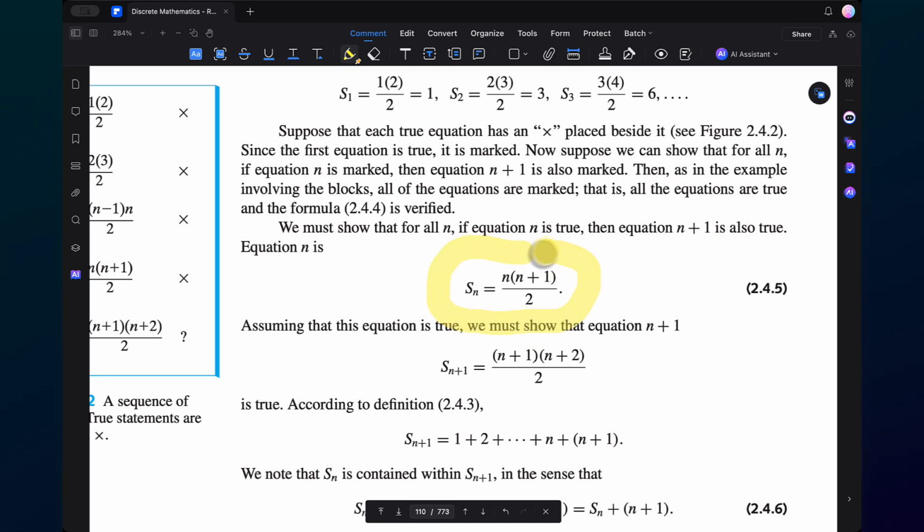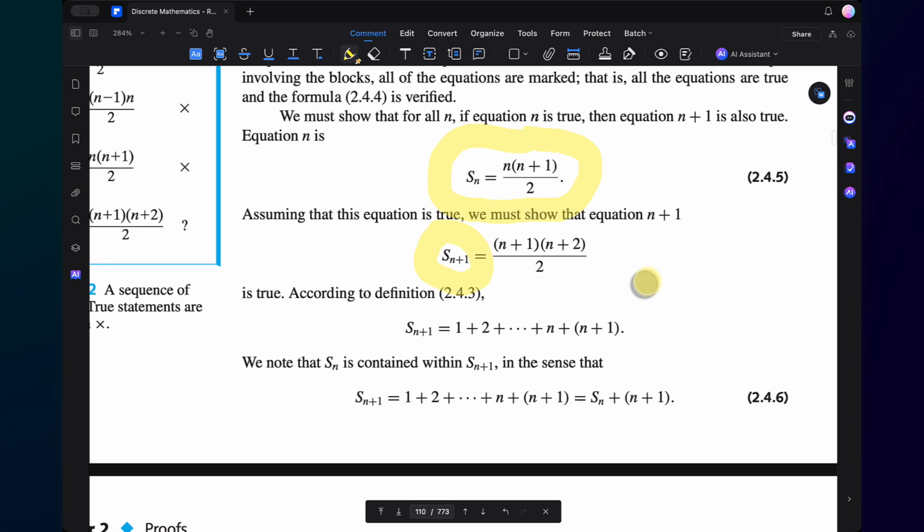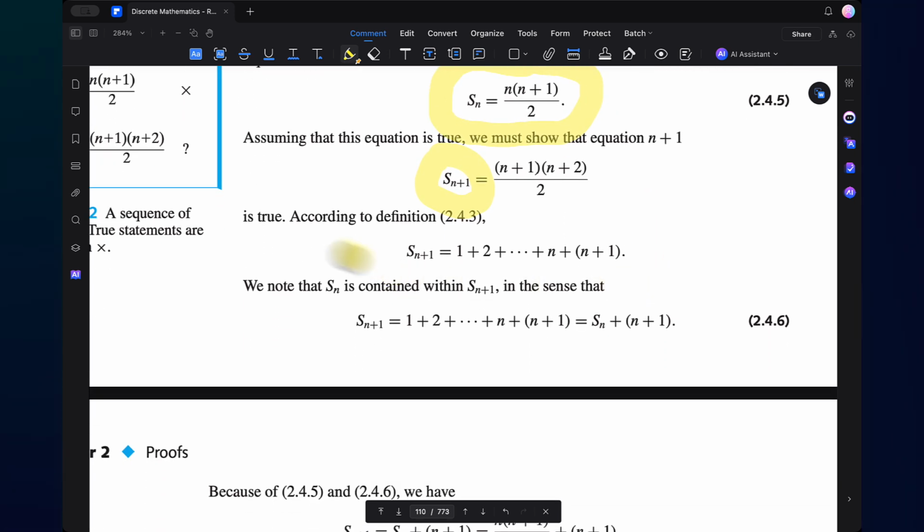We're going to assume that this is correct. That is, that 1 plus 2 plus 3 plus 4 plus 5 all the way up to n is equal to n times n plus 1 over 2. And what we want to do is prove that, in fact, S sub n plus 1 is equal to n plus 1 times n plus 2 over 2. Okay, so let's take a look at S sub n plus 1.